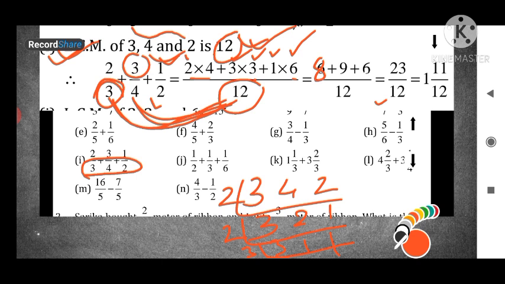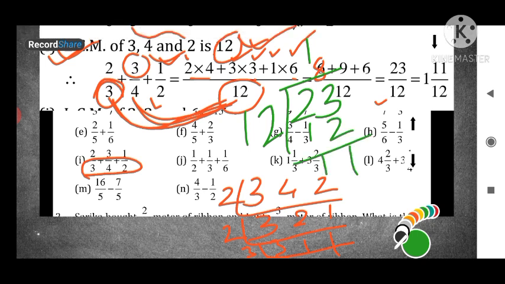Again, now 23 upon 12 is an improper fraction, isn't it? So if it is an improper fraction, then we can convert it into a mixed fraction. How you will convert? You will divide 23 by 12. So it will go 1 time 12, isn't it? And what will be the remainder? Remainder will be 11. So this you will write how? First quotient you will write here, then remainder upon divisor, isn't it? So 23 upon 12 is converted to mixed fraction. So this was the solution of I.